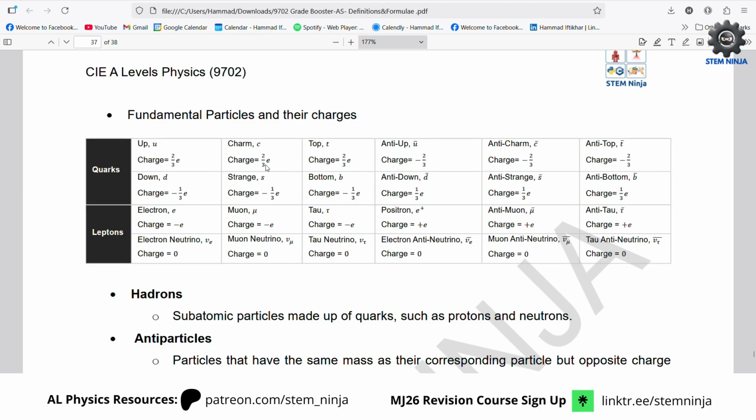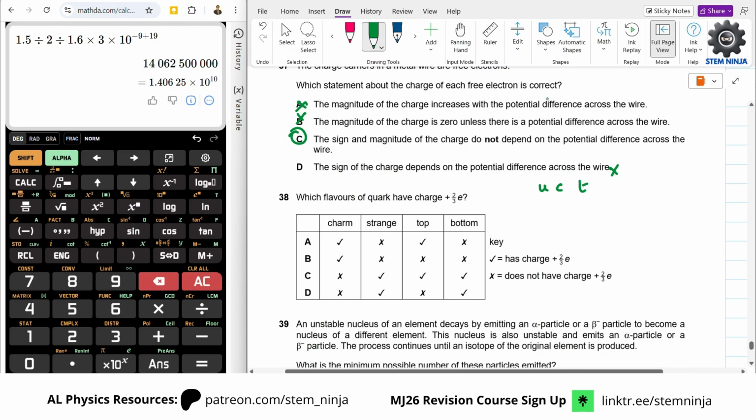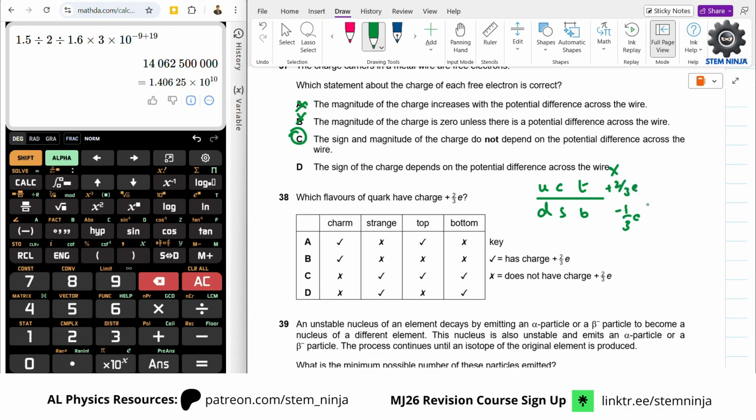So charge 2 over 3 for up, charge 2 over 3 for charm, charge 2 over 3 for top. So up, charm, top. And down, strange, bottom have minus 1/3. So this is something you will have to remember. So the only options we have are charm and top. So A.